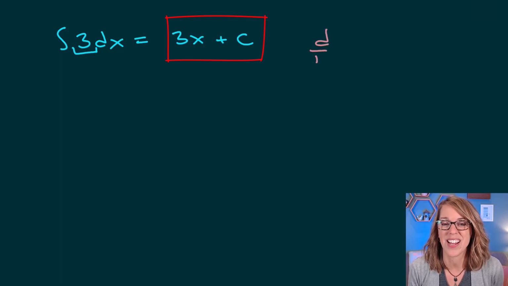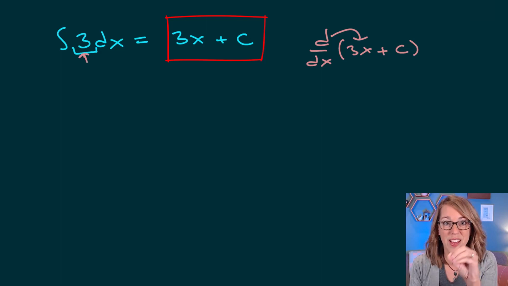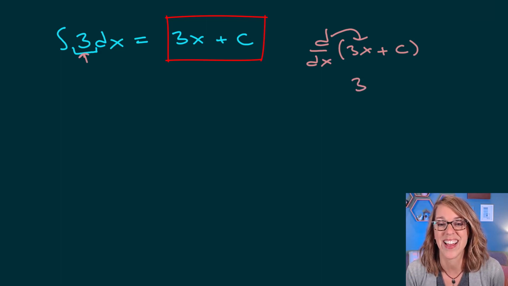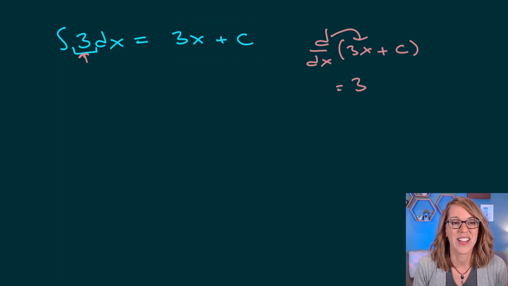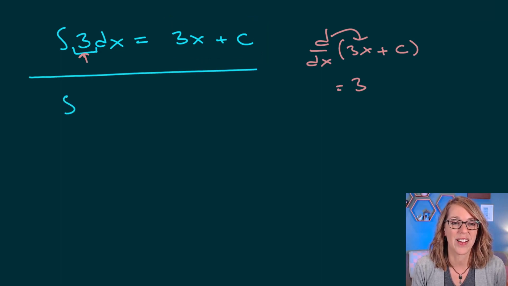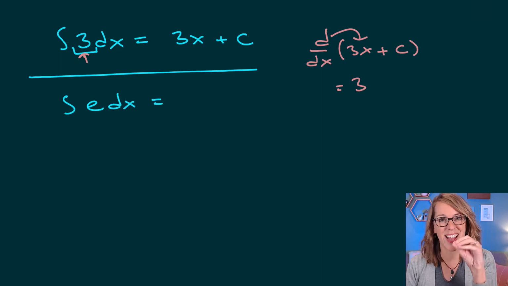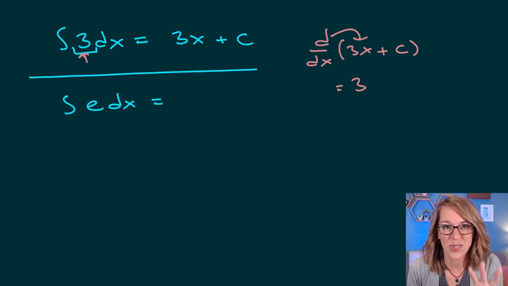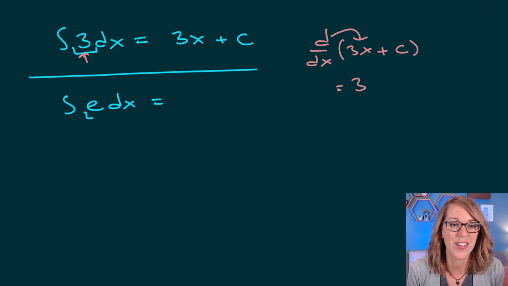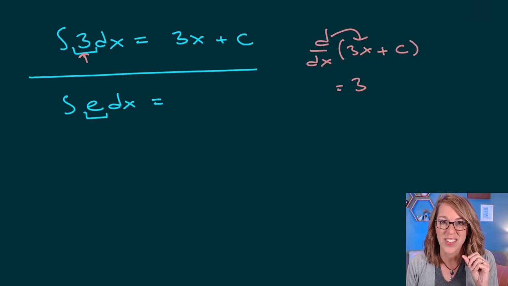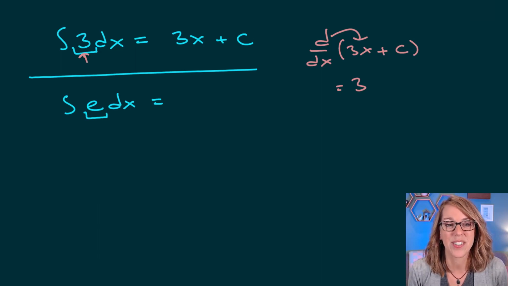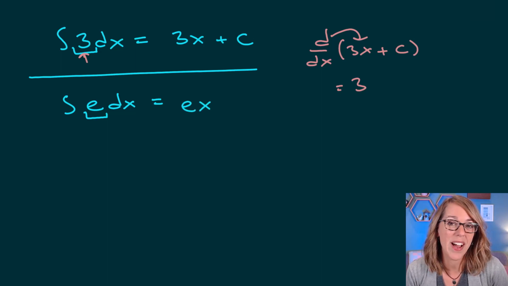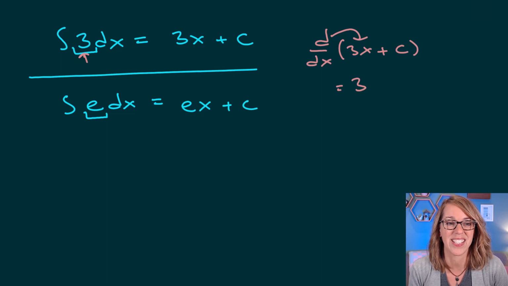I can check all of these answers. If I take that derivative of 3x plus c, the derivative should get me back to that function in my integral, and it does, so equals 3. Let's do another one. Let's say that we've got the integral of e dx. e is the natural base e, 2.71828. There's no variable here for my function. So the integral of e dx is going to be just e times my variable of integration, plus a c.